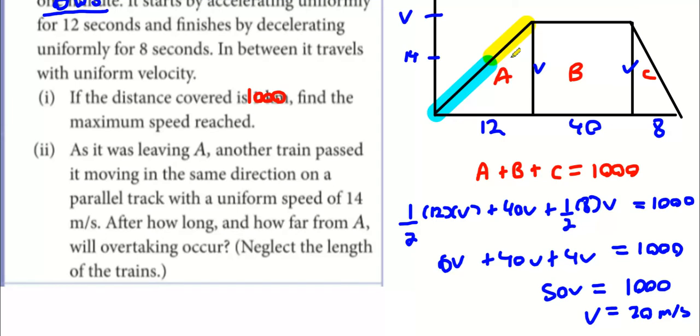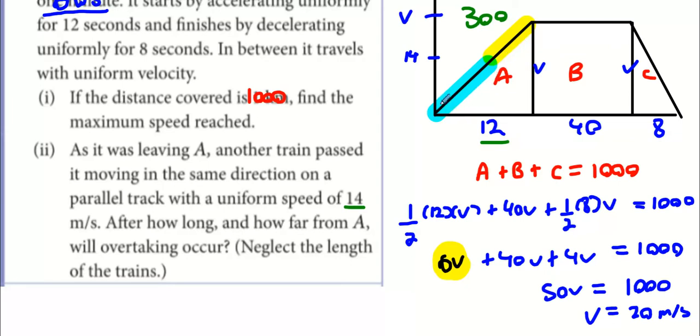So what I do is I do a quick check. How much distance did we cover in the first 12 seconds again? I think we have it here. 6V, and 6V is, anybody? We covered 300 meters for A. Everybody agree with that? I could just do a quick check. 12 multiplied by 14. Could be wrong here, guys. I think I am wrong. I think it takes place here.